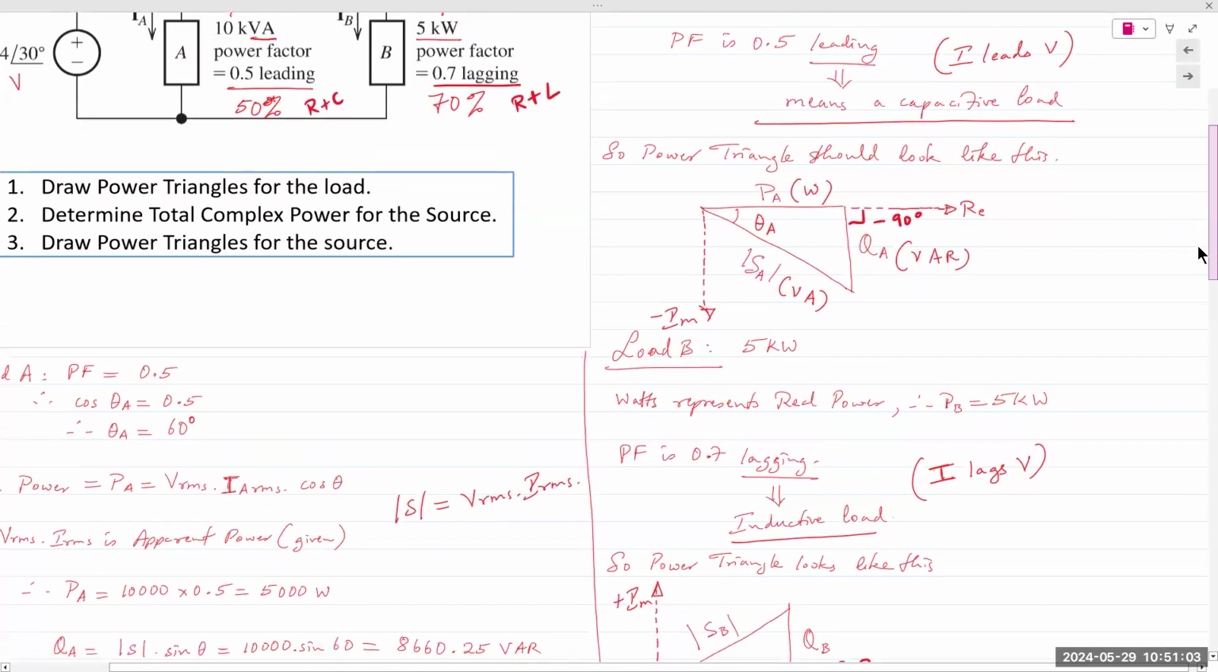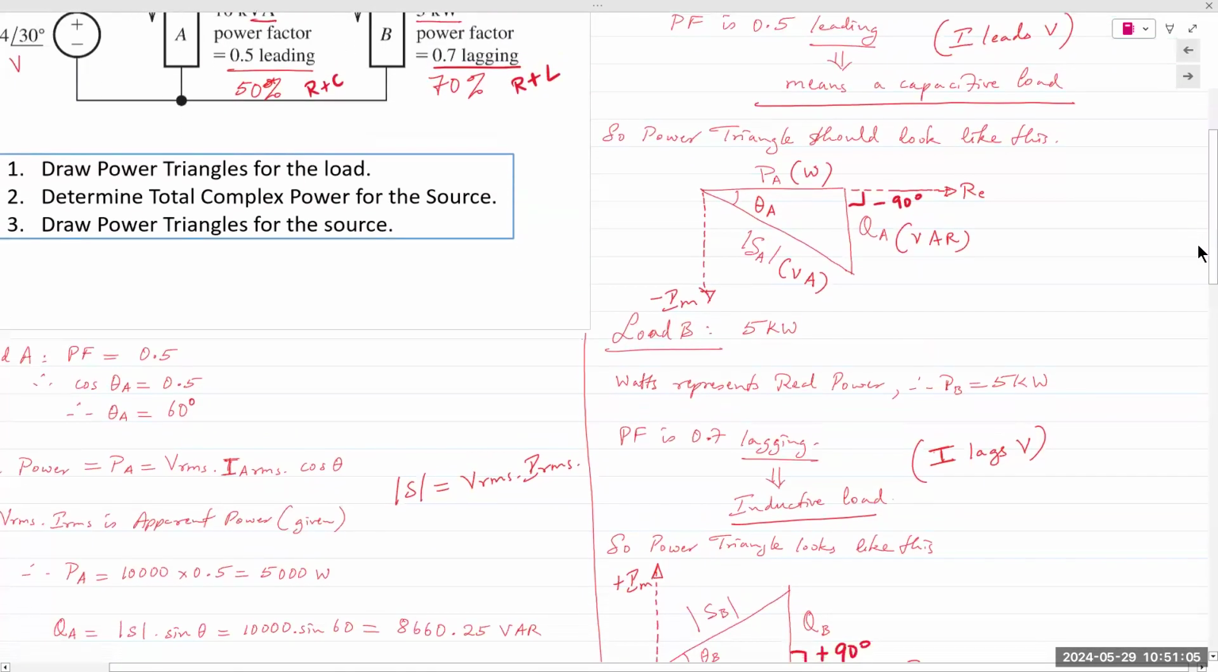So again, power factor is 0.5 leading, cosine of theta is 0.5, perform the inverse operation. You obtain the power angle, and then same thing for the inductor, 0.7 lagging. You perform cos inverse of 0.7, you get the power angle. These are the two power triangles for element A and element B.